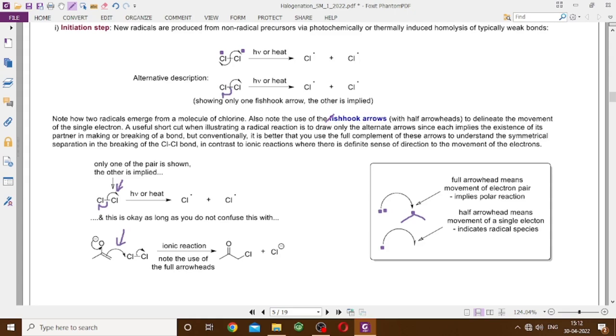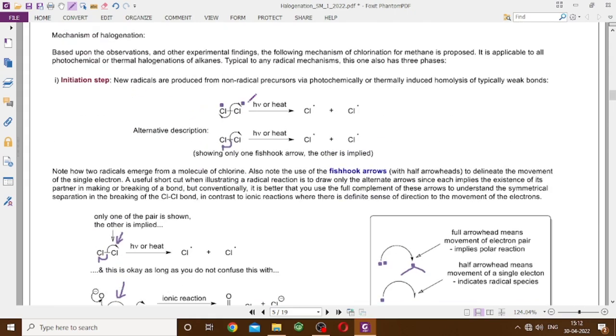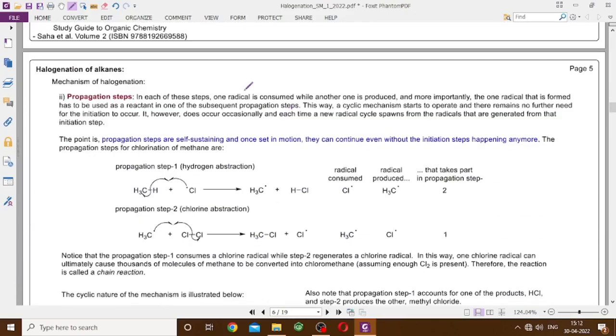Okay, so that's the initiation step triggered by photochemistry or by thermochemistry. And now you have your chlorine radicals in the reaction medium. Now propagation steps will take over. What are propagation steps? You can define propagation steps in this manner, that one radical is consumed in a propagation step while the other is being produced.